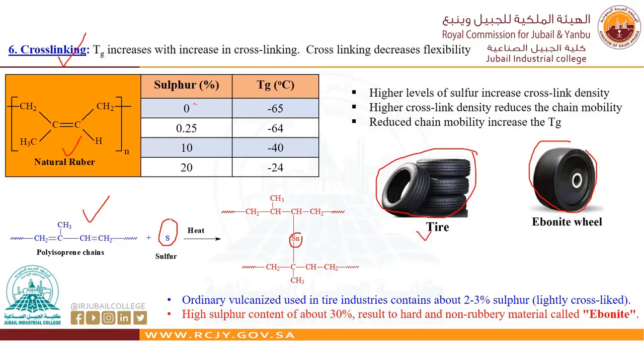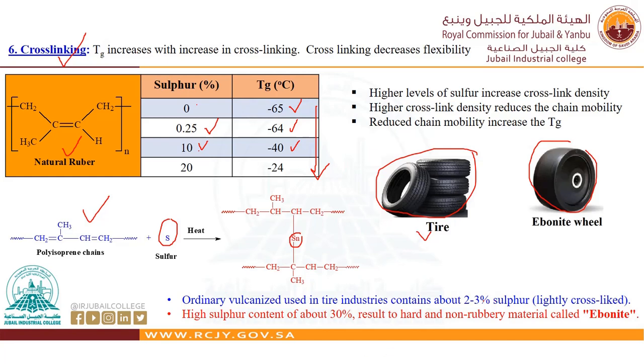Now, if you have zero sulfur, which means there is no cross-link, then the Tg will be very low, because as you increase the cross-linking, flexibility will decrease and Tg will increase. Now, if you have 0.25, that is, you have little cross-linking, the Tg will increase. If you increase the amount of sulfur to 10%, the cross-linking will increase. So the Tg will increase as the cross-link increases, because the flexibility decreases with increasing cross-link.